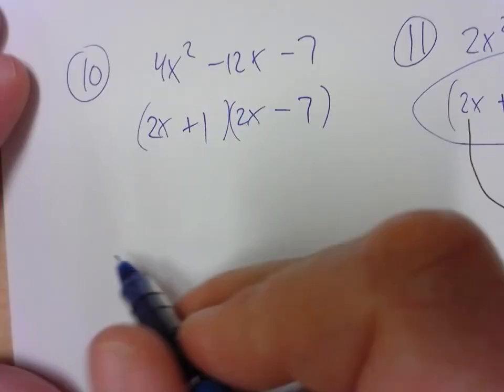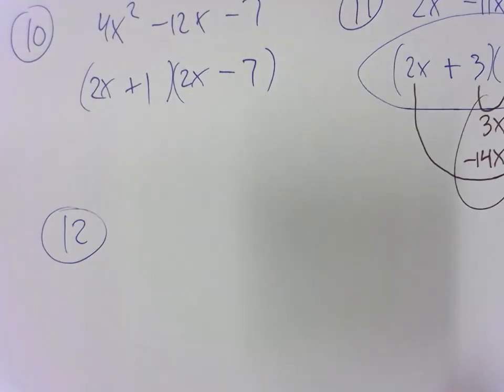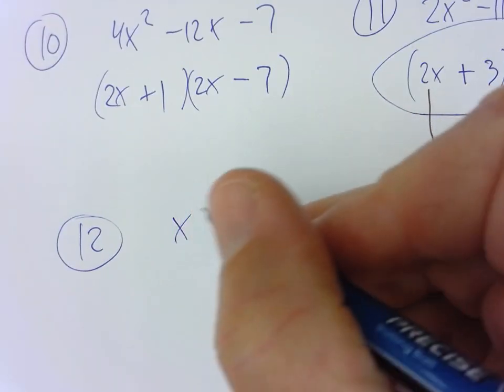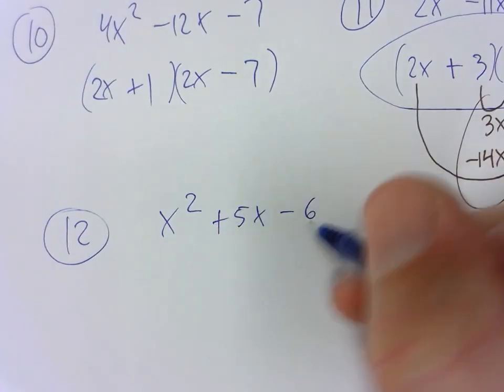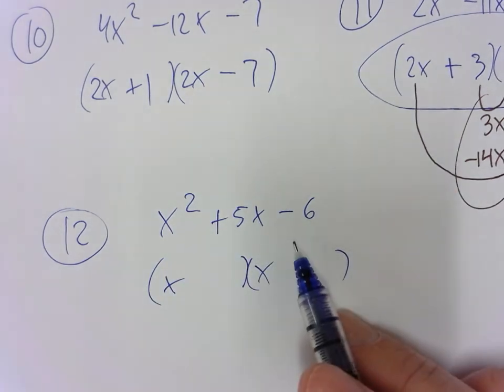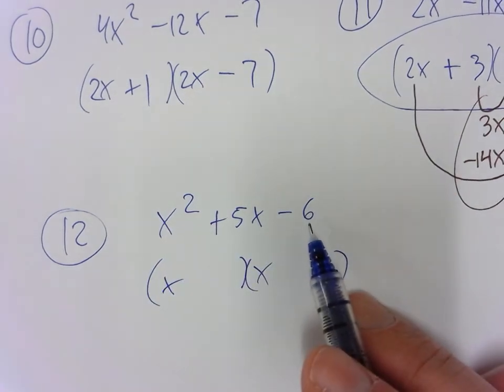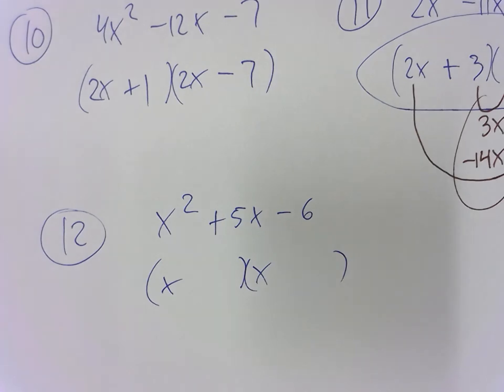All right, number 12. This one compared to some of them is kind of a piece of cake. Now one thing is people go, oh, 2 and 3 make 5. But if you tried 2 and 3, it would be a dead end. So it's not 2 and 3. So try it.